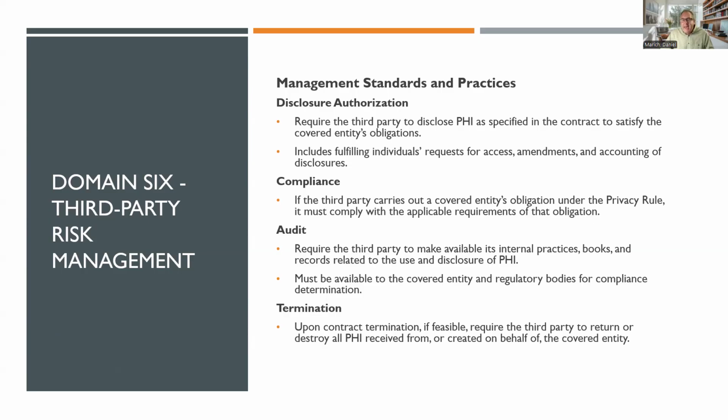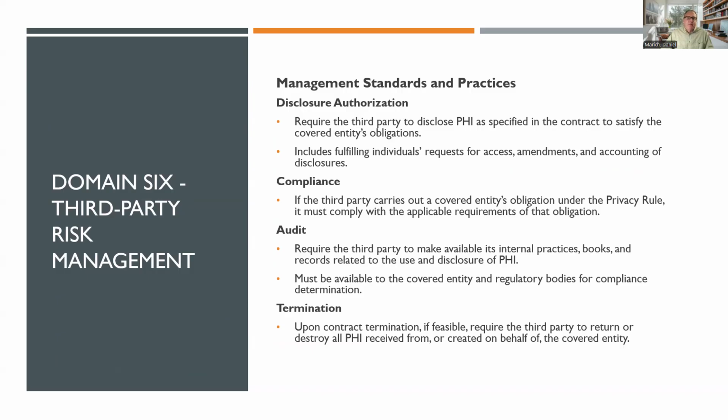Disclosure authorization. When can they actually disclose this and what can they disclose, right? If something happens, what is the procedure for them disclosing to us that they have had a breach, per se, or that something happened where they used the data incorrectly? Require the third party to disclose protected health information as specified in the contract to satisfy the covered entity's obligations, right? Includes fulfilling individual requests for access, amendments, and accounting of disclosures. Compliance. If the third party carries out a covered entity's obligation under the privacy rule, it must comply with the applicable requirements of that obligation. So it has to comply as well.